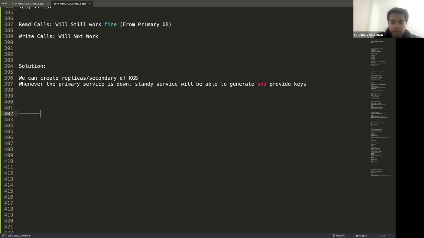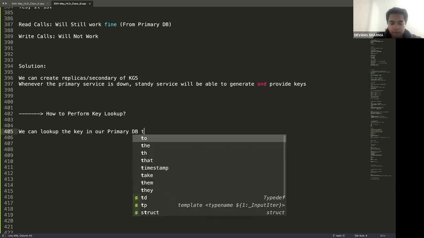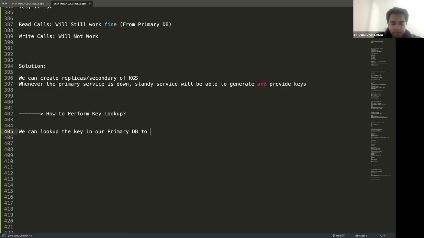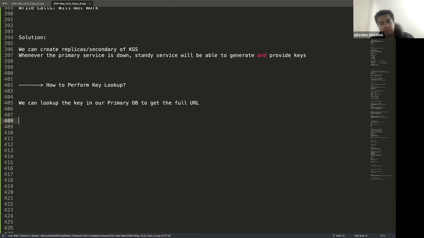And on that note, how do we perform the key lookup? Then we can talk about our final phase 3. How to perform key lookup in this case? We can look up the key in our primary database to get the full URL. And this is exactly where your call to the TinyURL or that particular service is happening. Okay. Redirection part basically. Redirection.